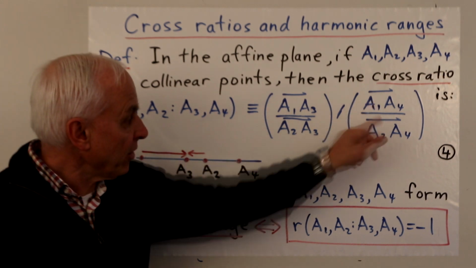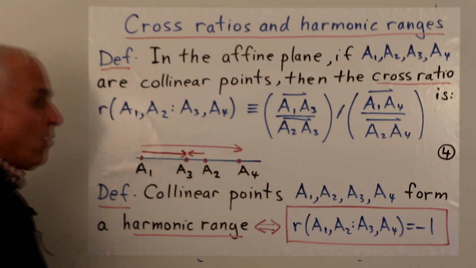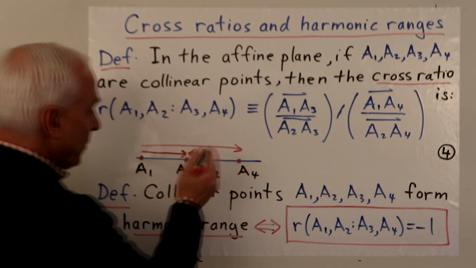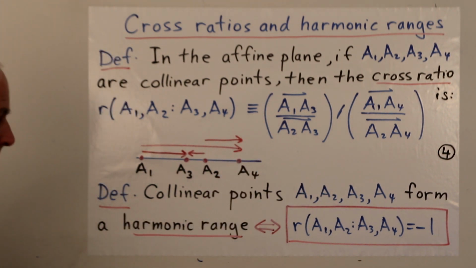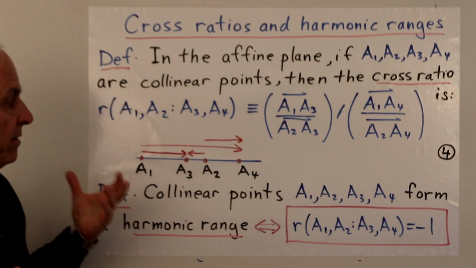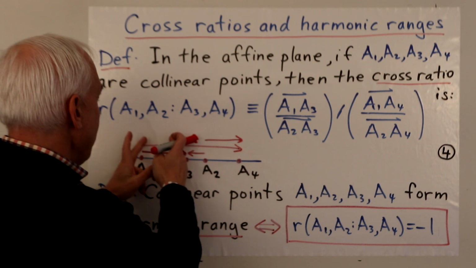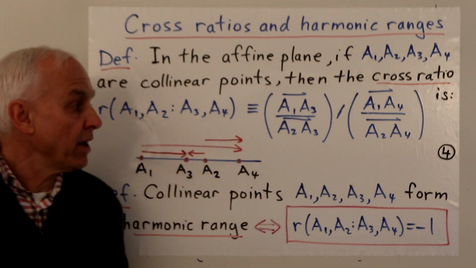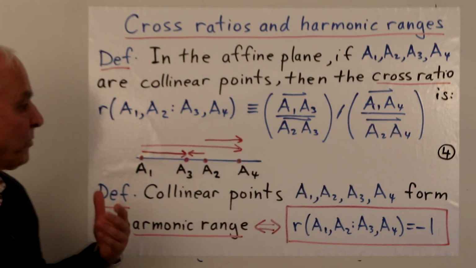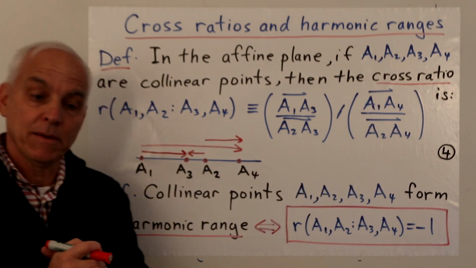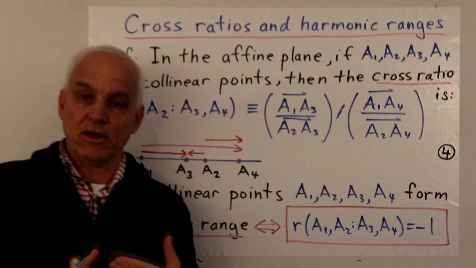And let's look at this thing here, A1, A4. That's this vector here, A1, A4. And A2, A4 is that vector. So what's the relationship between these ones? Well, it looks like A1, A4 is, maybe, 3 times. So this ratio would be 3. So then what would the cross ratio of these 4 points be? It would be -2 over 3. -2/3 would be the cross ratio.